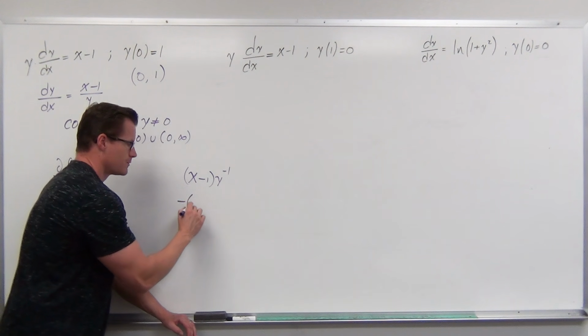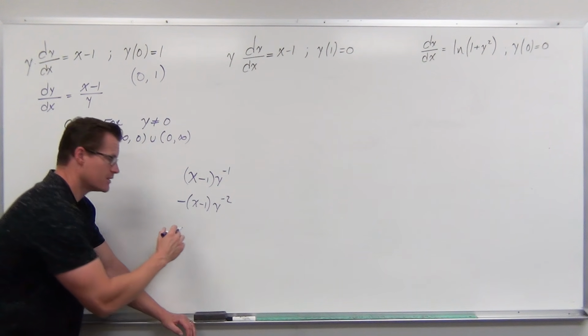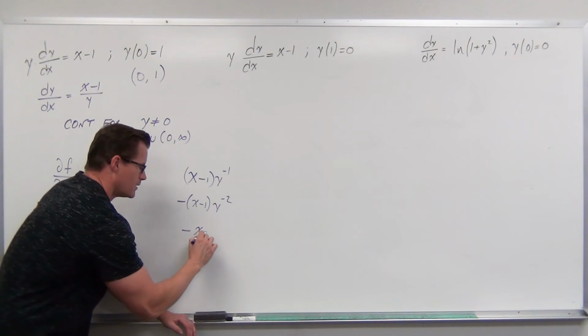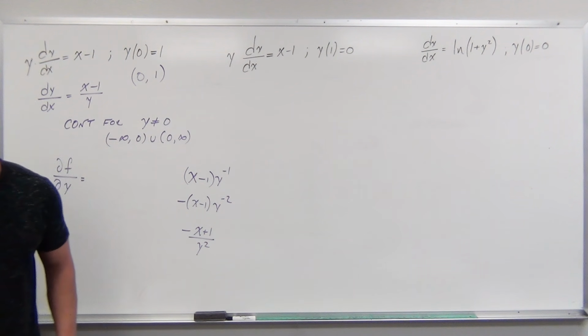If you want to take the derivative of that, this acts like a constant, like 3 or something. We'd have negative 3, y to the -2. So that would give us negative (x plus 1) over y squared.